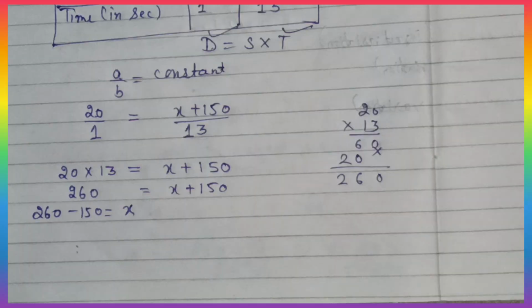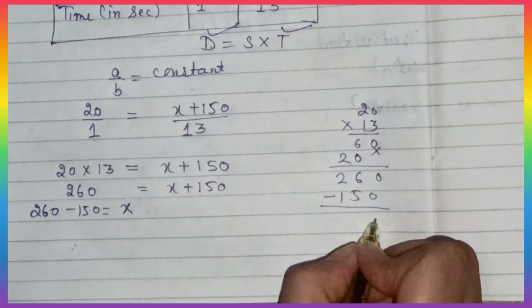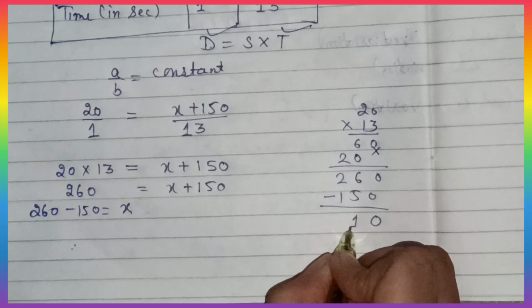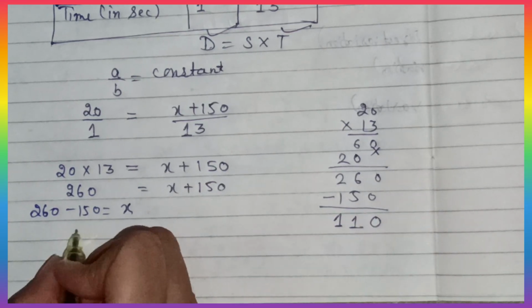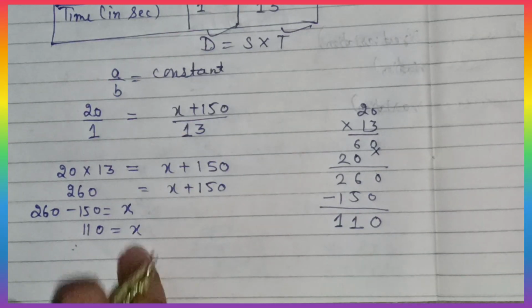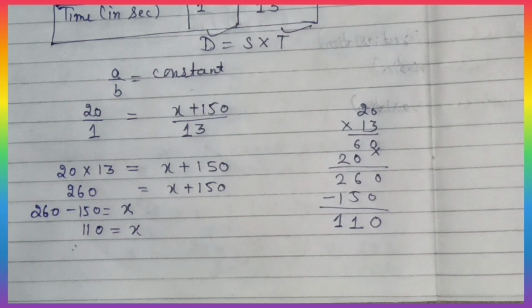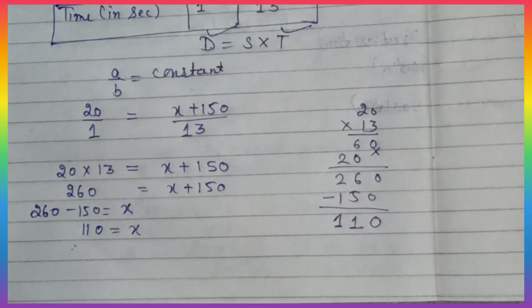And 260 minus 150: 0 minus 0 is equal to 0, 6 minus 5 is equal to 1, and 2 minus 1 is equal to 1. So from here, 110 is equal to x. Here the value of x is equal to 110. So the length of the bridge is equal to 110 meter.